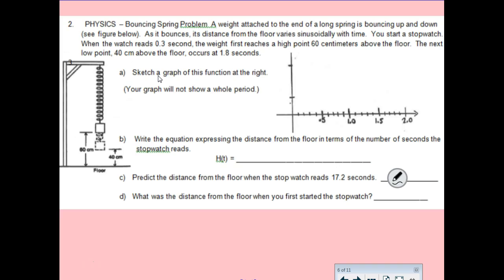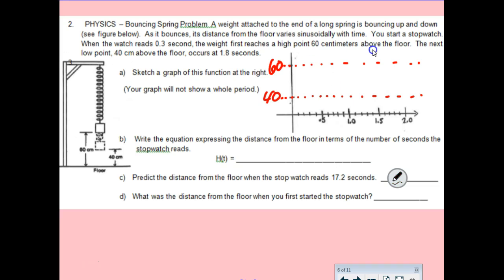When the watch reads 0.3 seconds, the weight reaches a high point of 60 centimeters. Okay, so they've already labeled some things for me, which is nice. I can use all the help I can get. But the high point is 60 centimeters, so I'm going to call this the maximum line, which is at 60 centimeters. I'm going to leave labels off for now. And then if I continue reading, there's a low point at 40. So your little weight is going to toggle between those two heights.